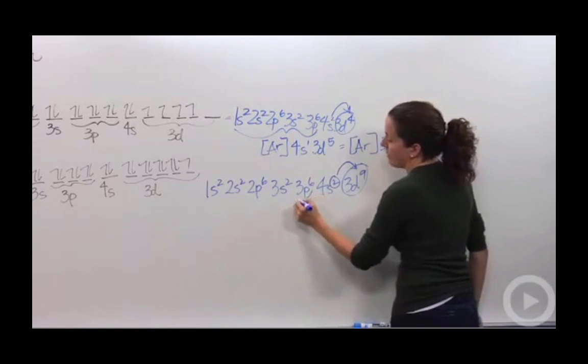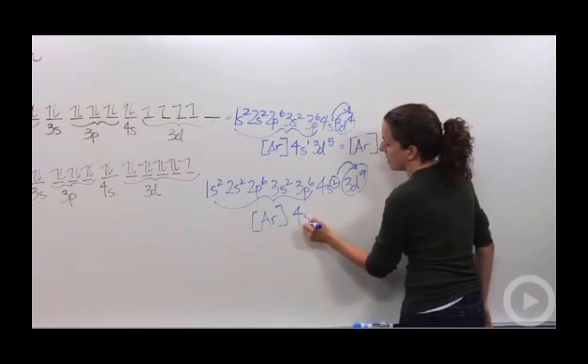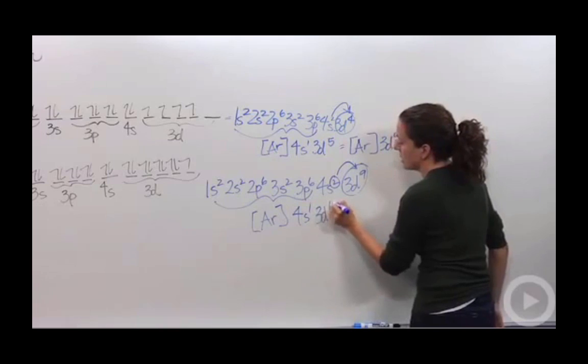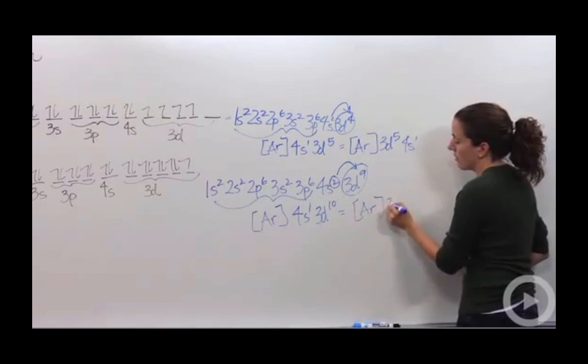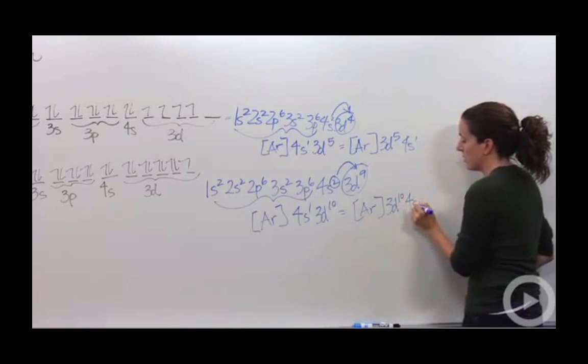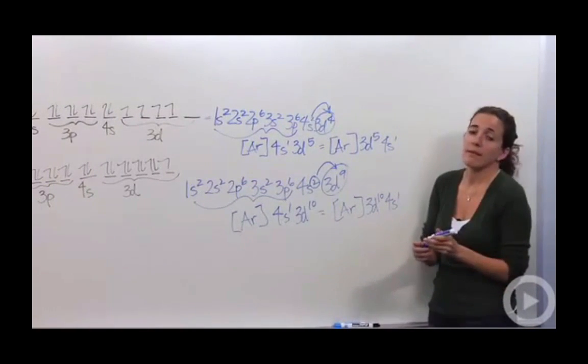So again, I'm going to make this argon just to make it easy for myself. 4s1 3d10. And again, you might see it as argon 3d10 4s1. Same exact thing. So those are the main exceptions that you'll see when dealing with electron configuration.